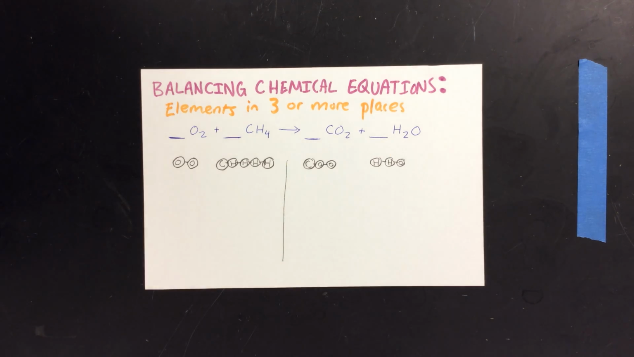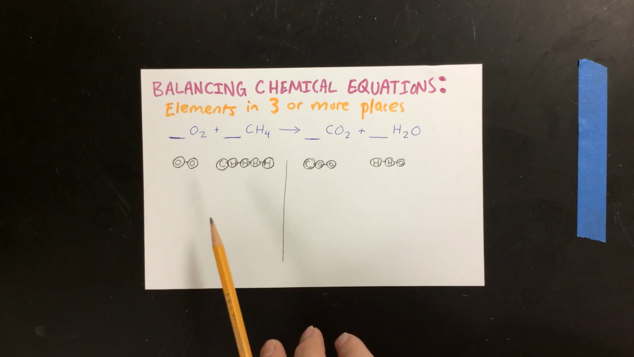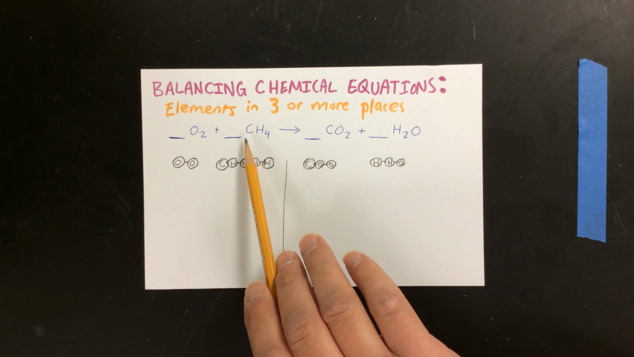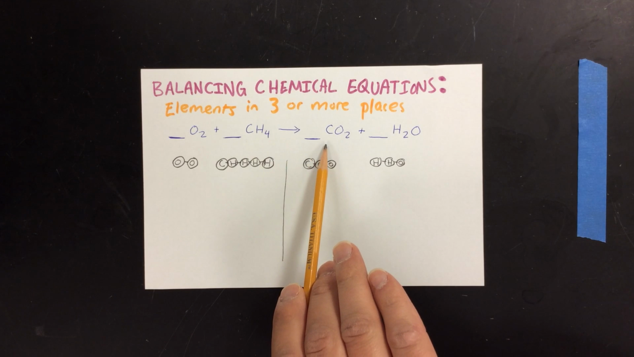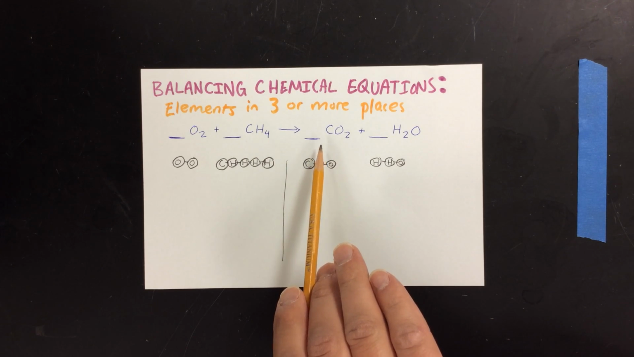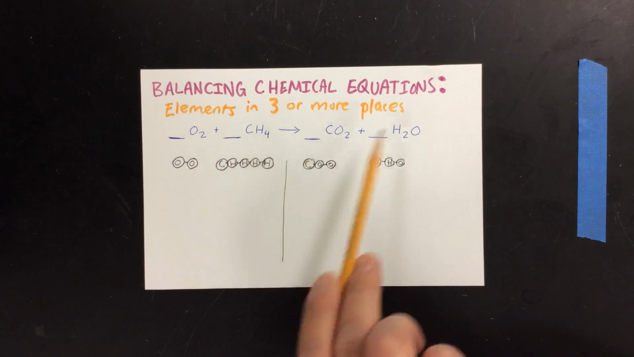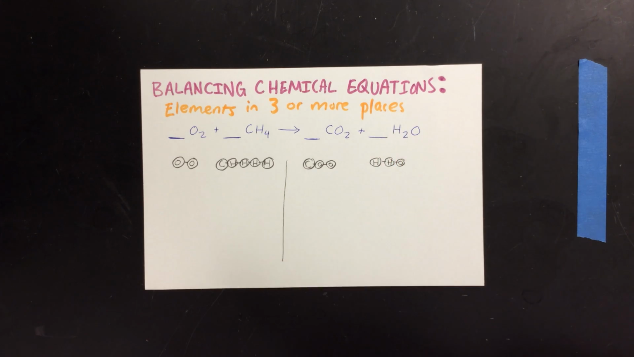Hi. Today we're going to learn how to solve challenging chemical equations when you're trying to balance them. In particular, one of the challenges students run into is when you have elements in 3 or more places in the reaction. So for instance, in this reaction here, we have a carbon in 2 places, one before the reaction, one afterwards. We also have hydrogen in 2 places, one before the reaction, one afterwards. When an element's in 2 places, it's usually not too challenging to figure out how to balance it.